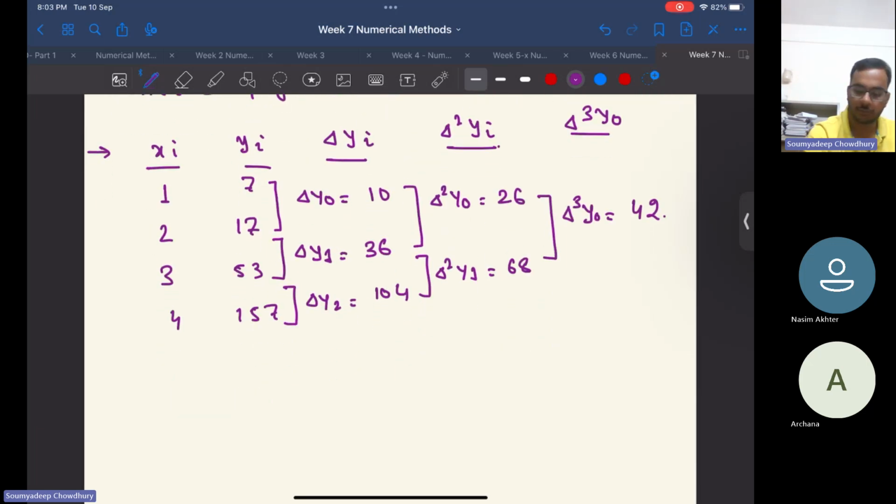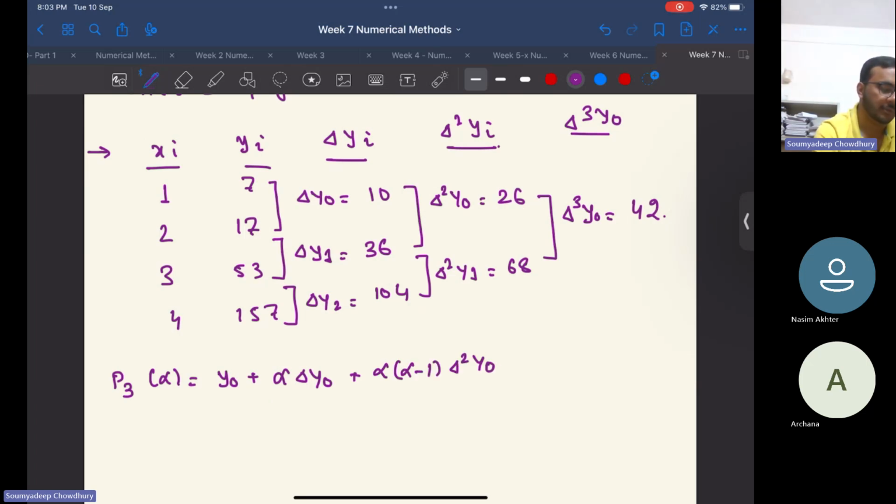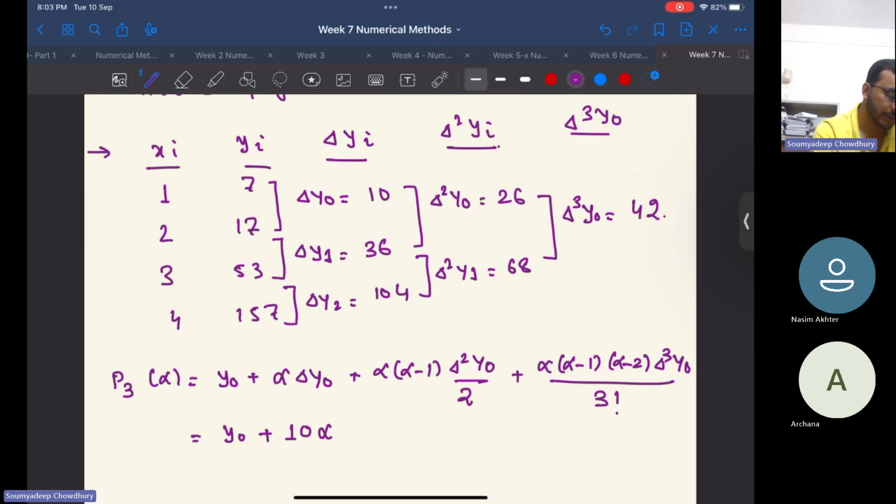Now there is nothing else, you just have to substitute. So what is P3 of alpha? It is basically y0 plus alpha Δy0 plus alpha into (alpha minus 1) Δ²y0 by 2. You have till third degree, right? So you have 4 terms, and then alpha (alpha minus 1)(alpha minus 2) Δ³y0 by 3 factorial. Correct? Now let it remain in terms of alpha; alpha we will substitute at last. So Δy0 is 10, right? y0 also we will substitute. What is y0? Can someone tell me? 7.